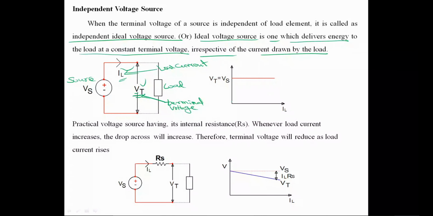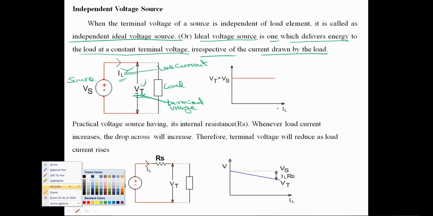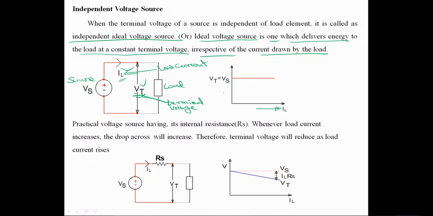So if you draw the graph between the load current versus terminal voltage, so this is load current and this is the voltage, then it gives you a constant voltage irrespective of the load current. Though the load current is increasing, it delivers a constant voltage. This is an ideal case. Then coming to the practical voltage source, a practical voltage source has its internal resistance RS.